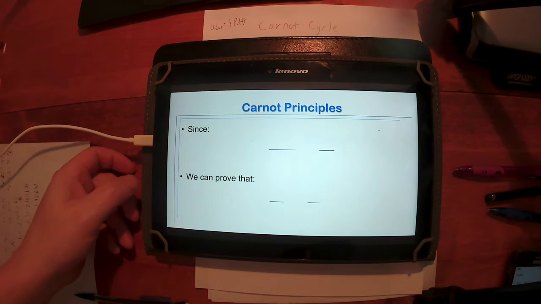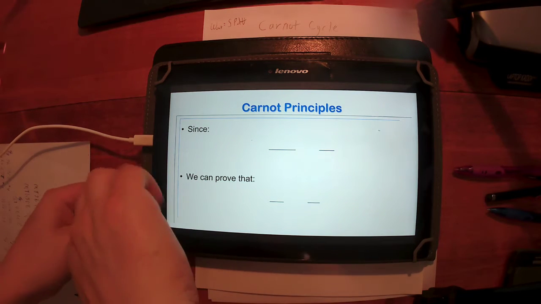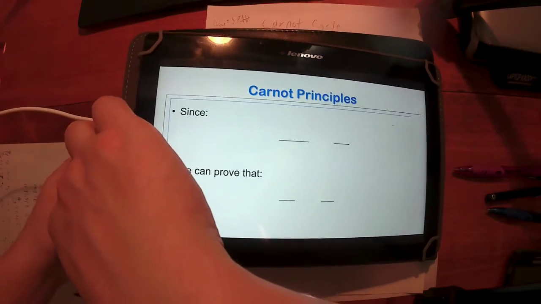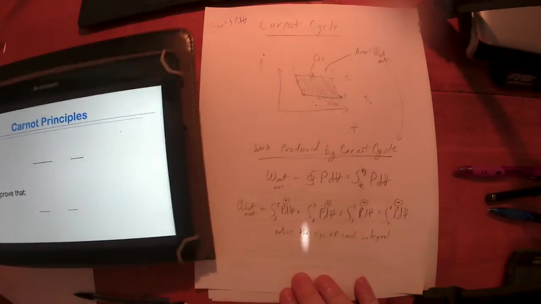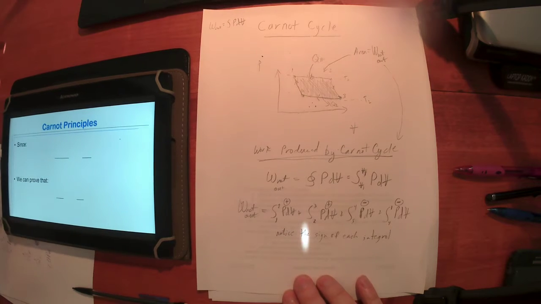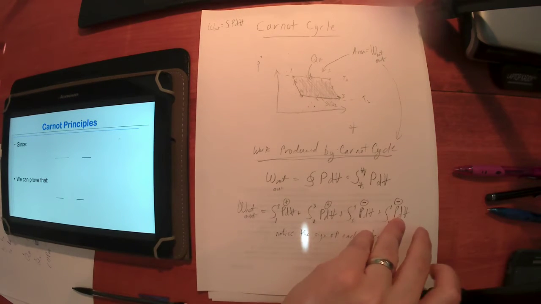Okay, so my tablet is not wanting to display some old equations. It's just not wanting to display those, so that's okay. Let's continue on.